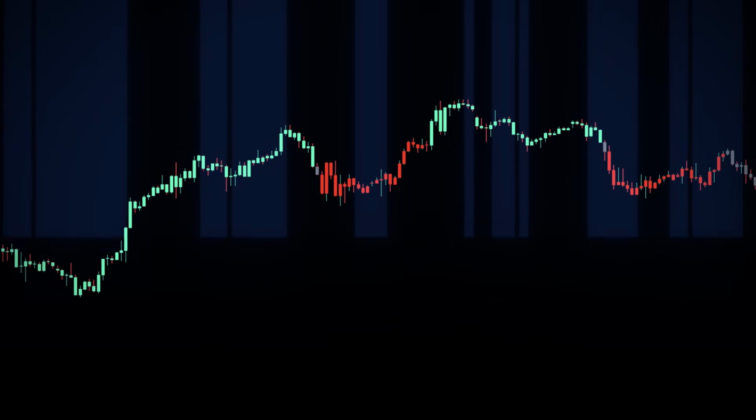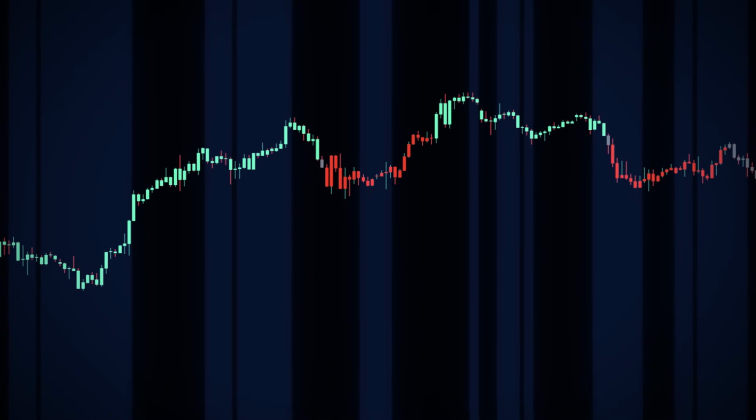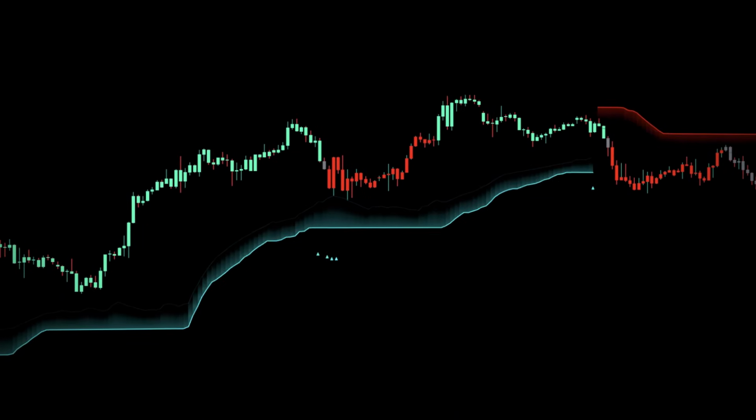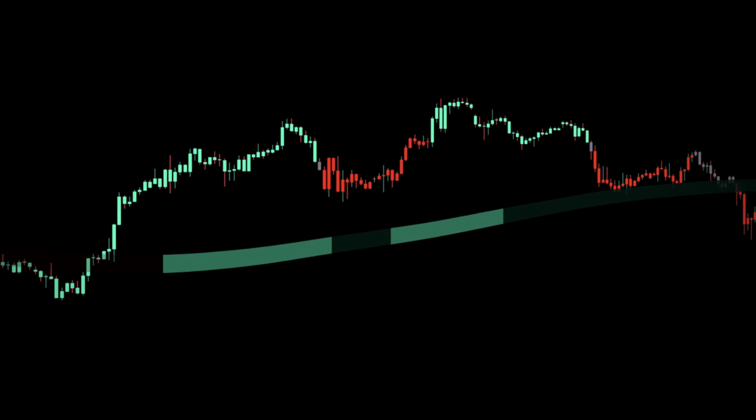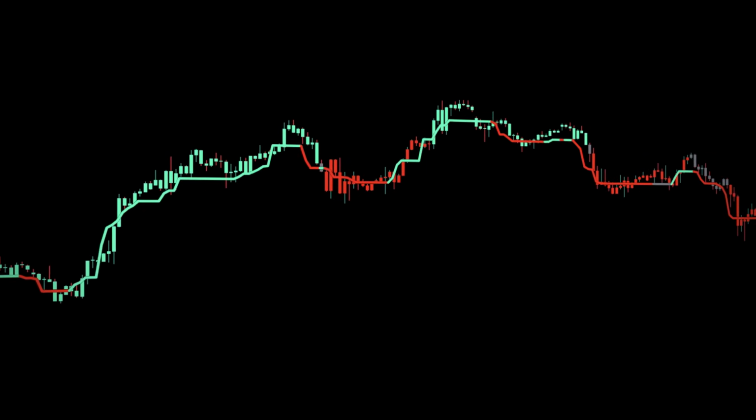And the trend range classifier changes the chart's background. Blue means trending, gray means choppy or sideways. All of this updates in real time and adapts to your selected time horizon. It's not just about plotting signals. It's about giving you a constant sense of market context without needing to second guess what your indicators are saying.